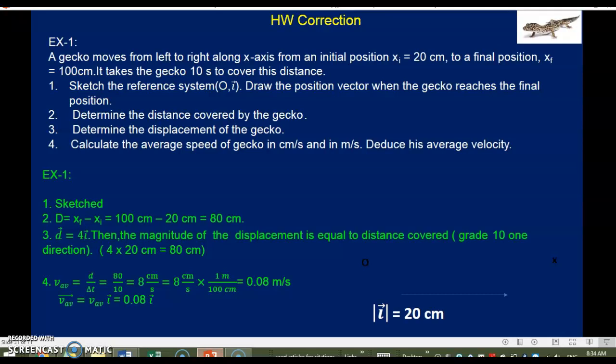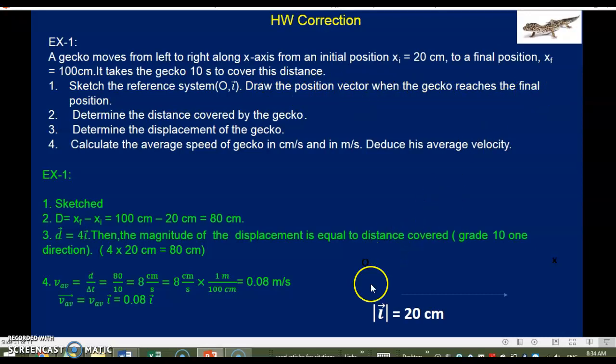Exercise 1. A gecko moves from left to right along its axis from an initial position xi equal to 20 cm to a final position xf equal to 100 cm. It takes the gecko 10 seconds to cover this distance. Sketch the reference system O, i, and draw the position vector when the gecko reaches the final position.